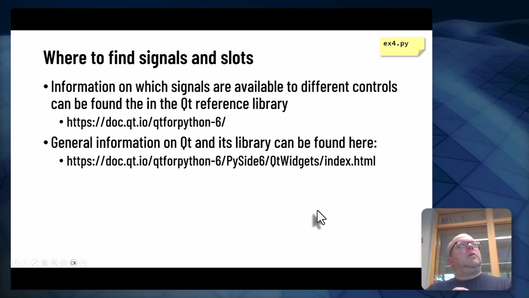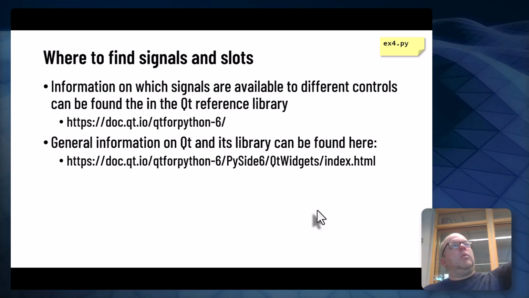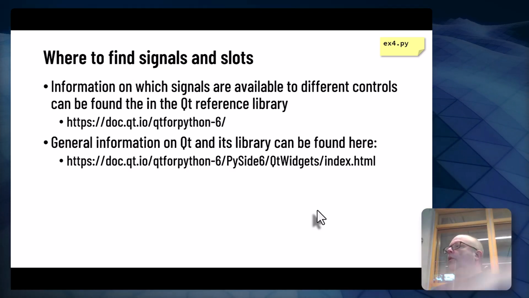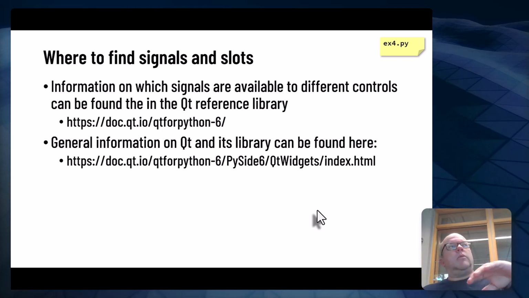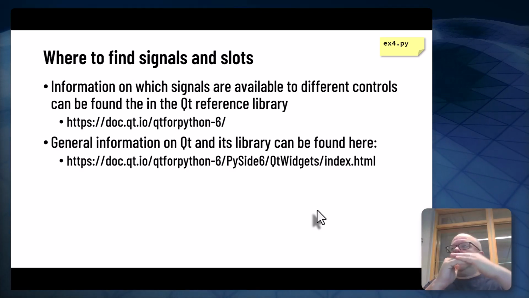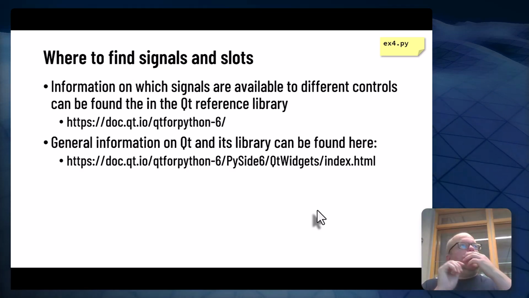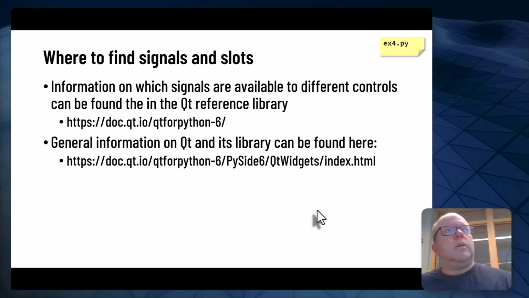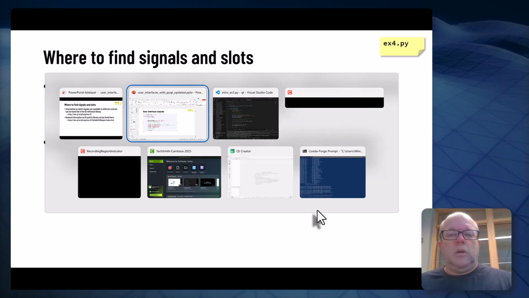So where do you find information about available signals and slots? There are some links here which give you a list of all the possible classes in Qt. And for every class, there is a section with signals and also available slots. So in this case, you can look and see what available signals you can use.